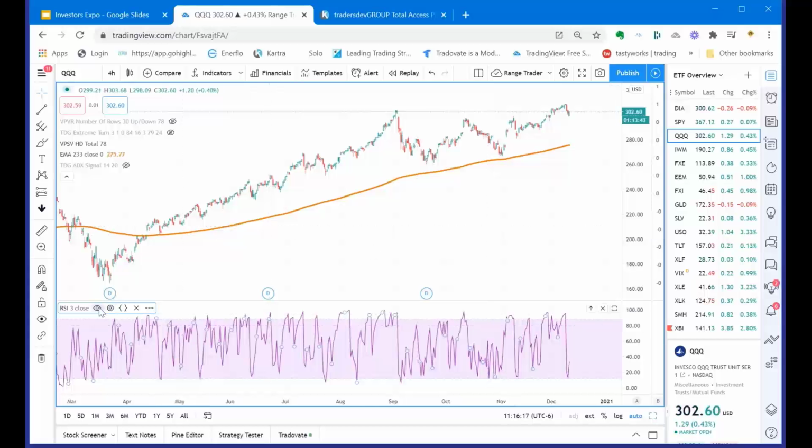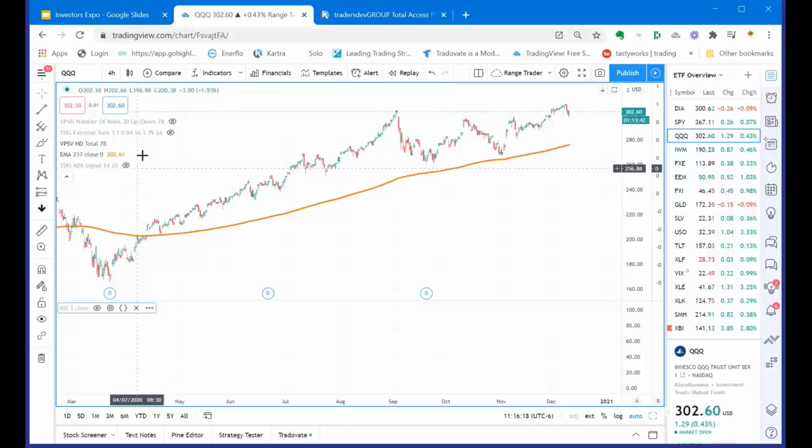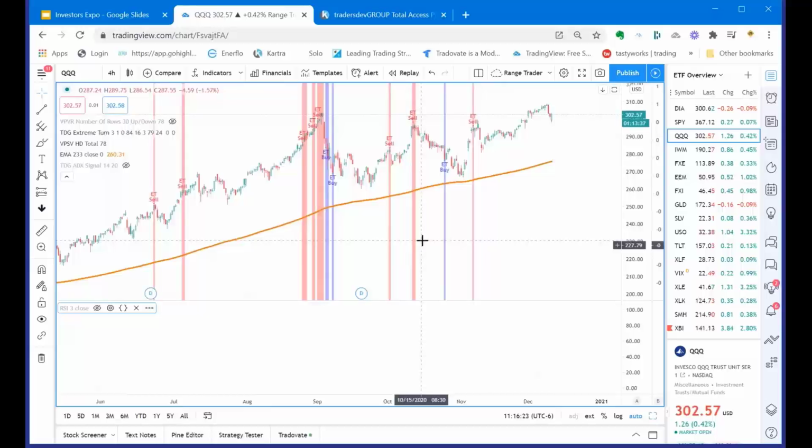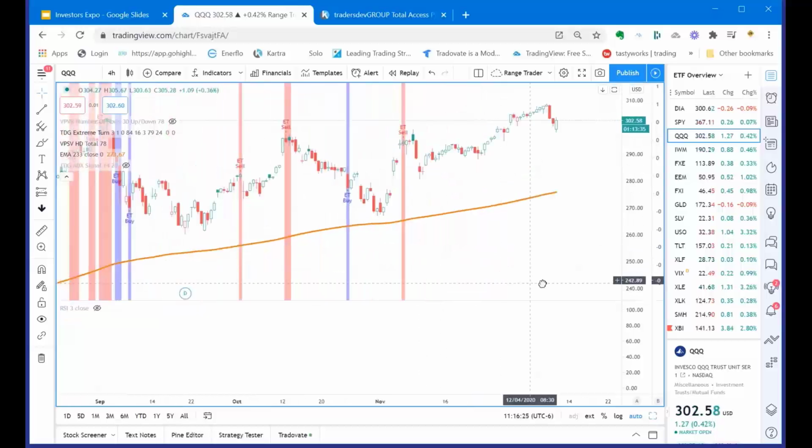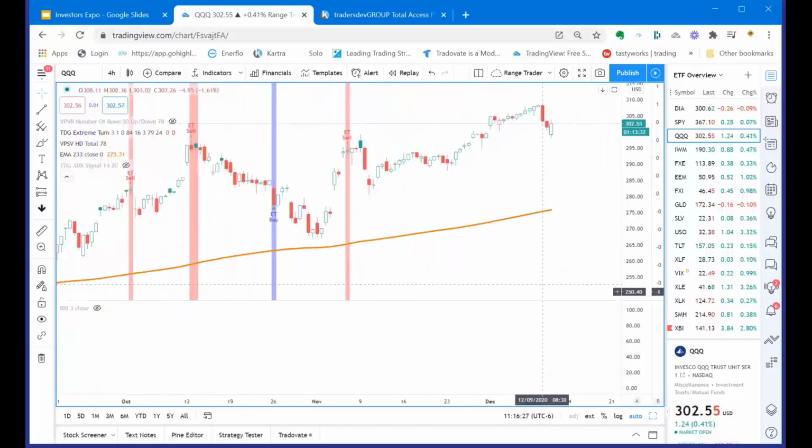Let me just hide this for a moment and show you what I actually use, which is the extreme turn right here, okay? This is going to get a little sloppy, but all I'm doing right here now is letting the computer actually tell me when those particular conditions exist.